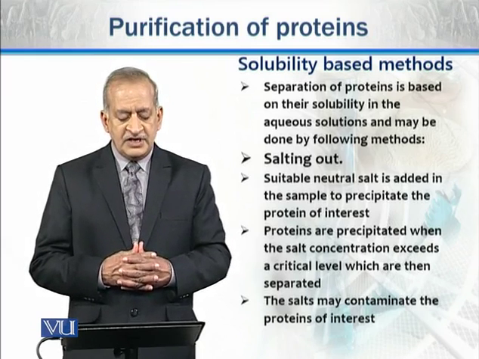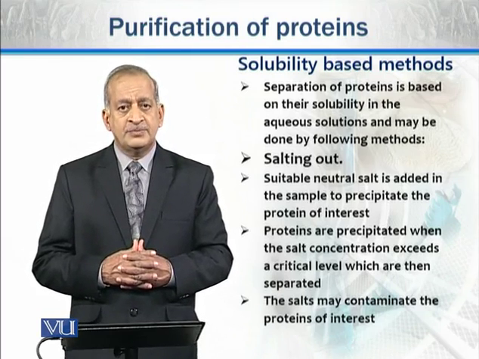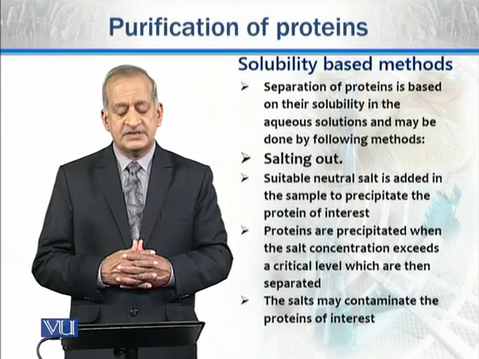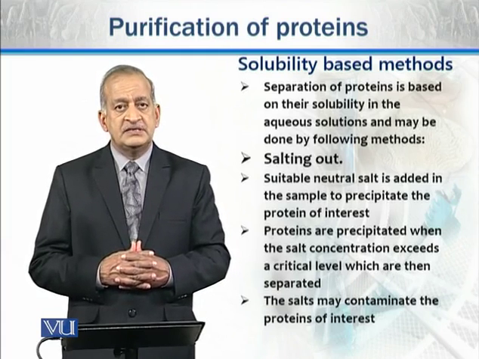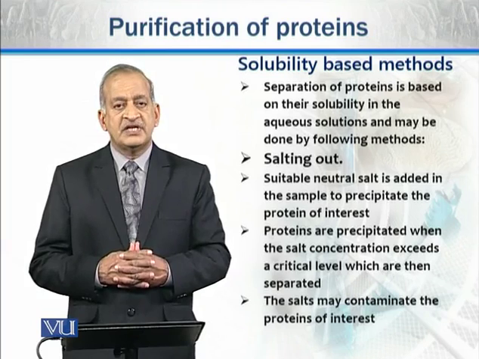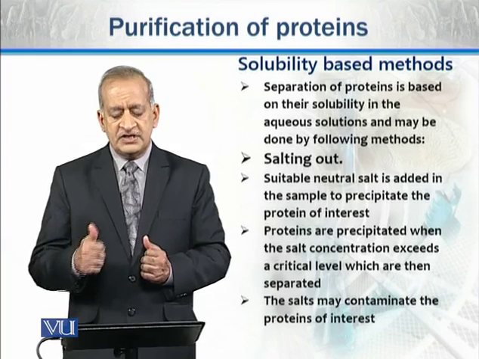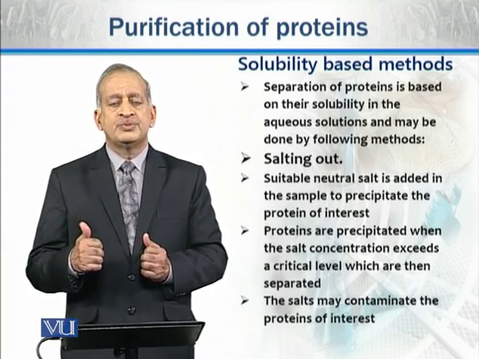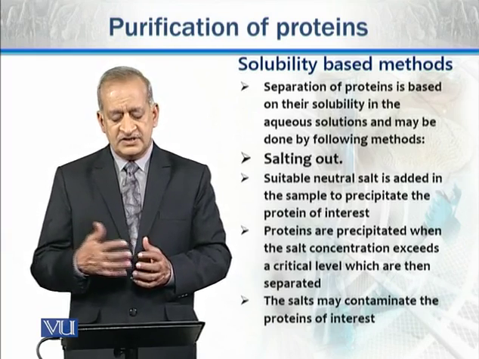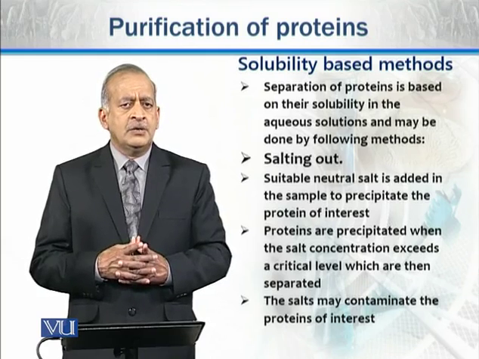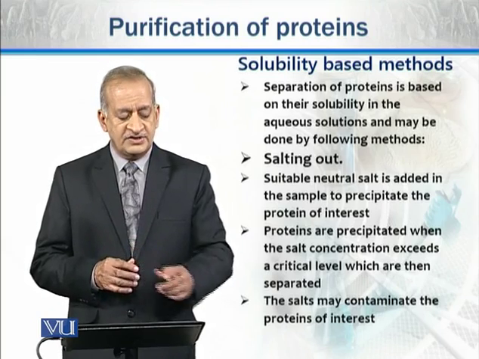During this method, as the name indicates, some neutral salt is added to the sample to precipitate the protein of interest, and proteins are precipitated when the salt concentration exceeds a critical value, and are then separated. So जैसे जैसे हम aqueous solution के अंदर प्रोटीन डिजोल्व करते हैं, सॉल्ट ऐड करते हैं, तो एक ख़ास कंसंट्रेशन के ऊपर जो हमारी प्रोटीन ऑफ इंटरेस्ट है वो प्रेसिपिटेट हो जाएगी. उसको हम सैम्पल करके उसके फर्दर कैरेक्टराइजेशन कर सकते हैं. मगर चूंकि इसमें सॉल्ट्स यूज़ किए जाते हैं, तो सॉल्ट जो होते हैं they may contaminate the proteins of interest.